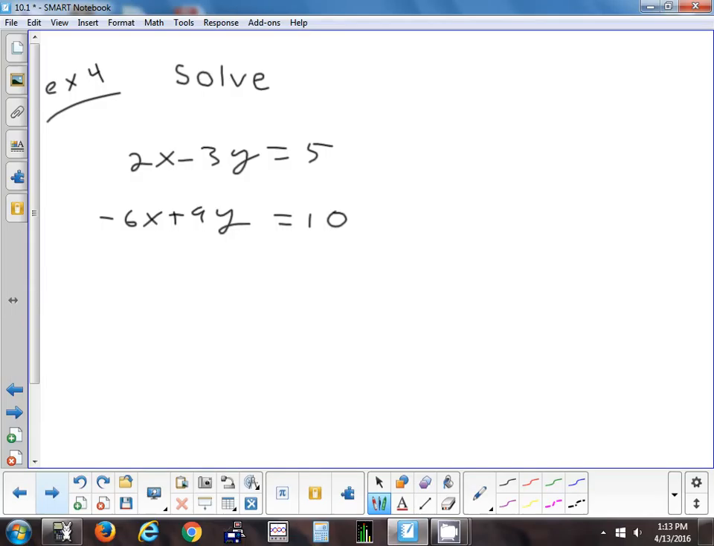Okay, so try that one on your own. You should get nice answers. No fractions, no decimals. So it'd be 2x minus z equals 6. You can think of it as 0y if you want.